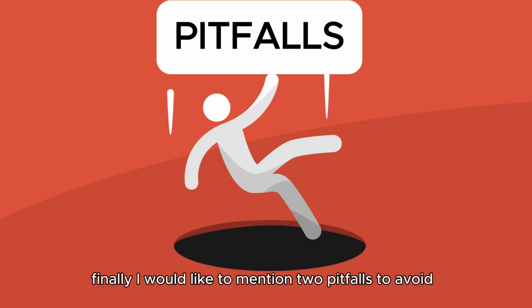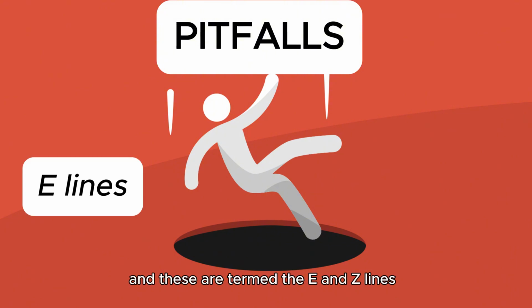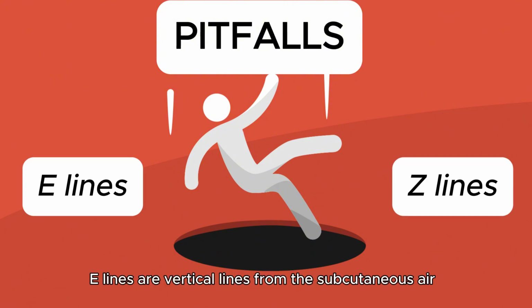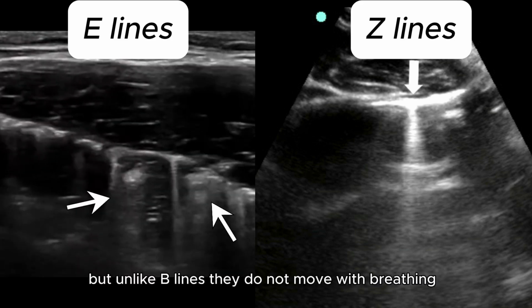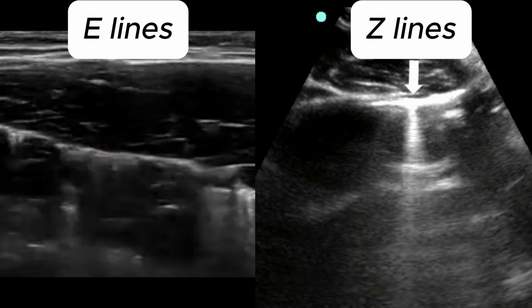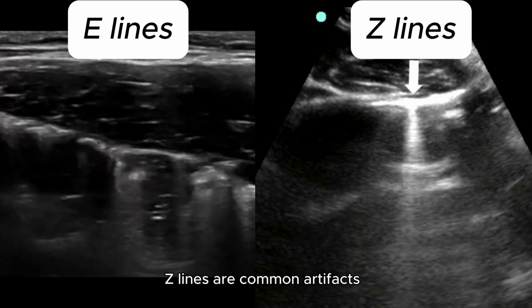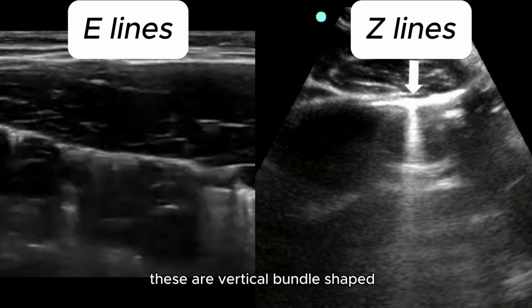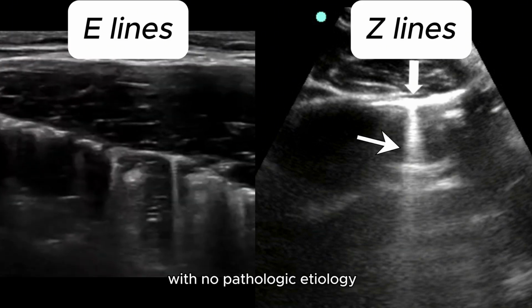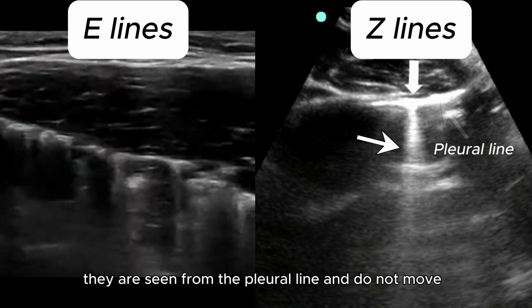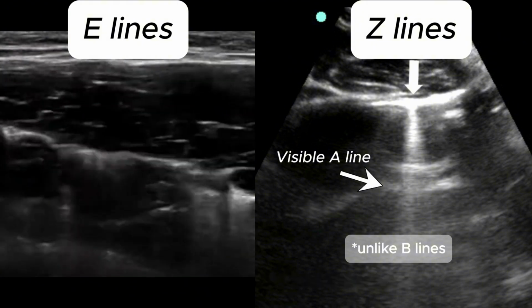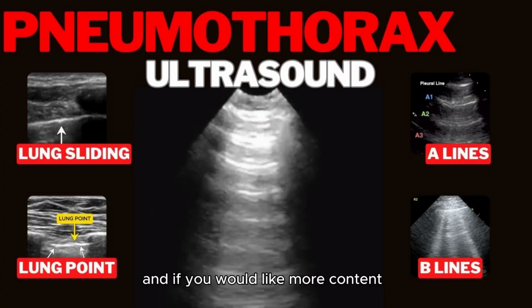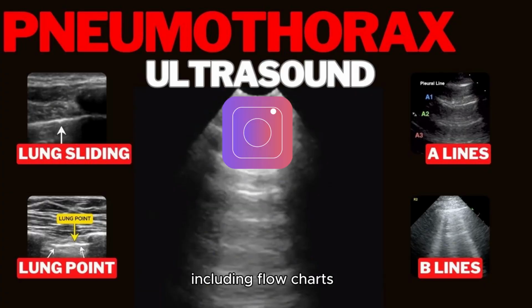Finally, I would like to mention two pitfalls to avoid, and these are termed the E and Z lines. E lines are vertical lines from the subcutaneous air, but unlike B lines, they do not move with breathing. Z lines are common artifacts. These are vertical, bundle-shaped with no pathologic etiology. They are seen from the pleural line and they do not move with lung sliding, and they do not erase A lines.